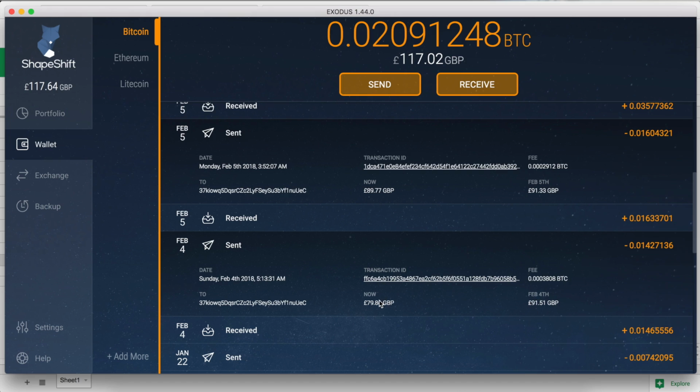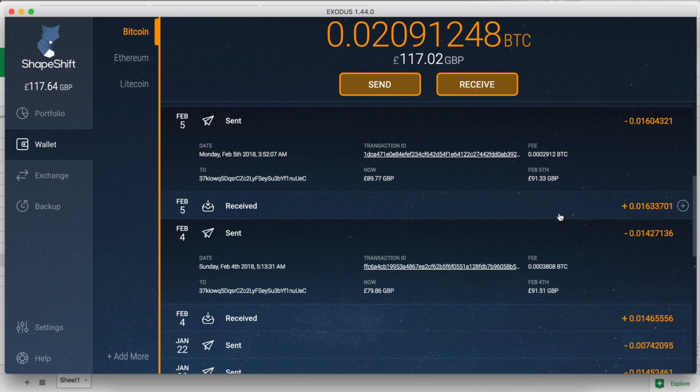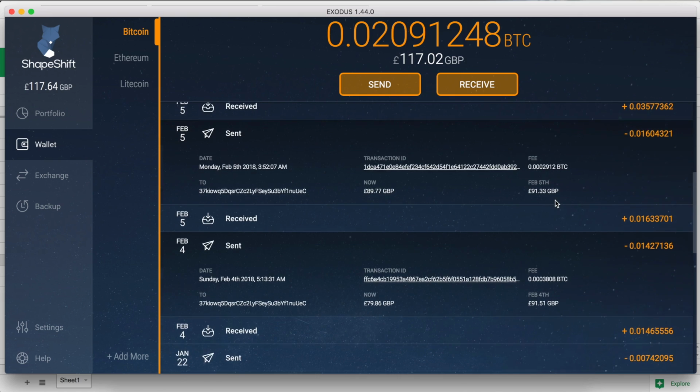Because obviously the price of Bitcoin has gone down now, but if I were to put in the price of what Bitcoin is now, that wouldn't reflect the true investment that I've made. So I'm just going to go through and add up these figures here.